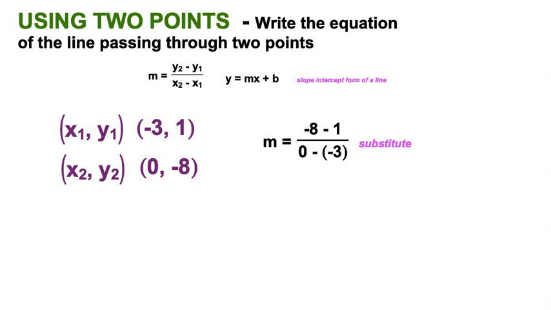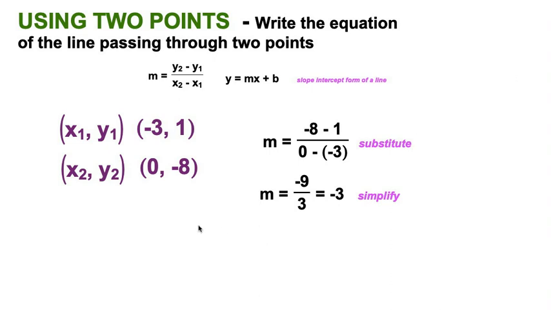And maybe we need to switch it around just to show. When I simplify this, I've got -8 minus 1, I've got -9 over 0 minus -3, over 3. Negative divided by a positive is a negative. I've got -3.